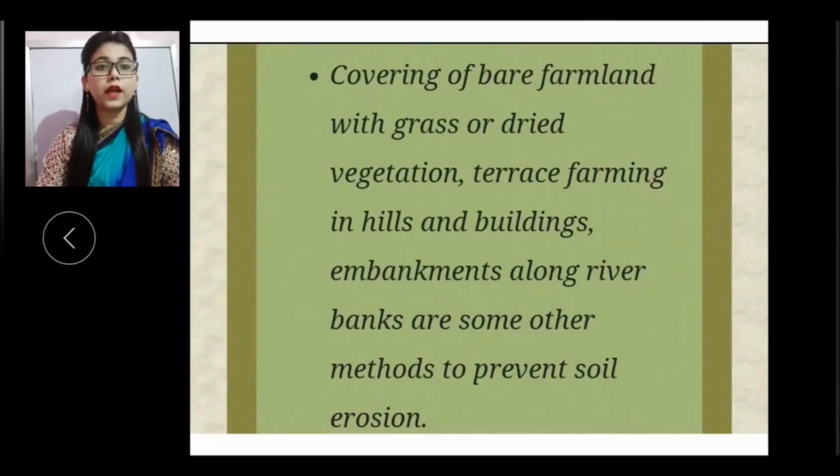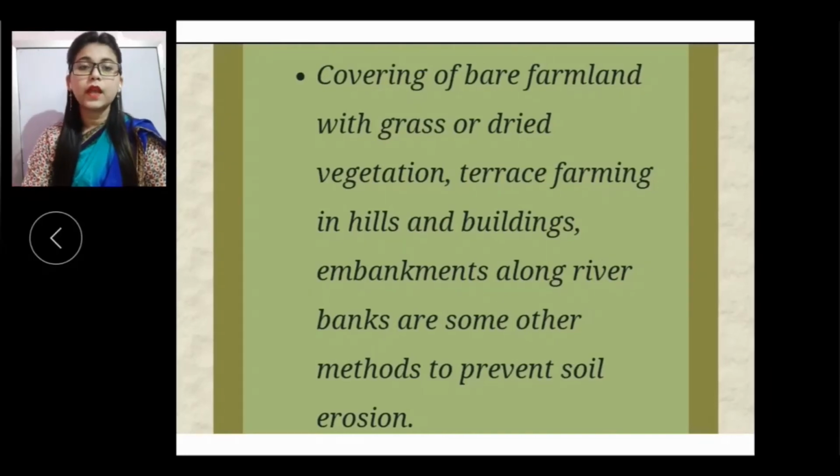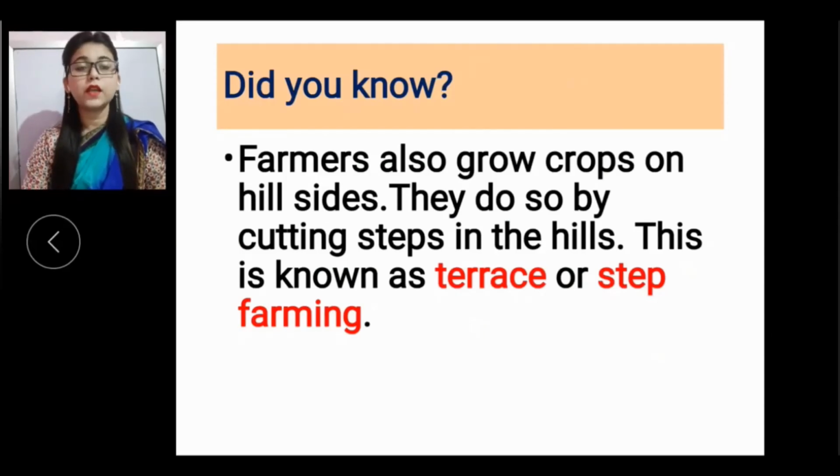Now let's move further and see that covering of bare farmland with grass or dried vegetation, terrace farming in hills and buildings, embankments along river banks are some other methods to prevent soil erosion. So this is the did you know that is given. Farmers also grow crops on hillsides. They do so by cutting steps in the hills. This is known as terrace or step farming. So students, it prevents soil erosion also.